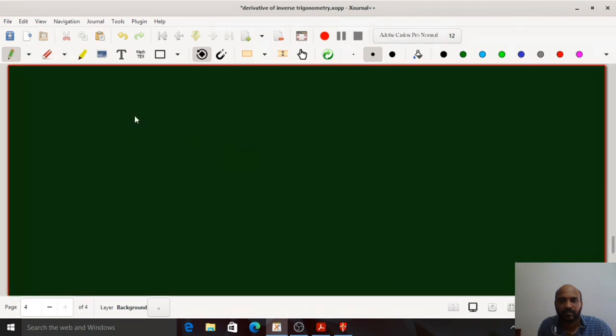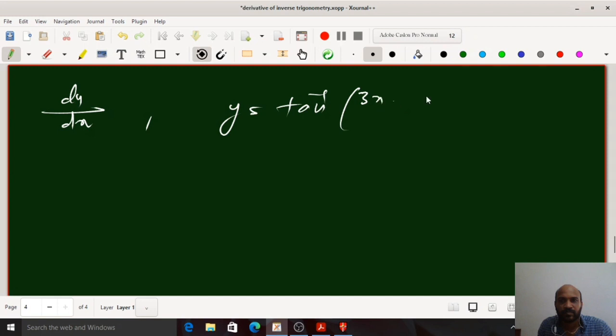Okay, so we can do one more question. Find dy by dx, y equal to tan inverse of 3x minus x cube by 1 minus 3x square. Here also we cannot use the combination formula. First you have to write its simplest form by using a proper substitution for x. So what can we give for x? x equal to tan theta, right?